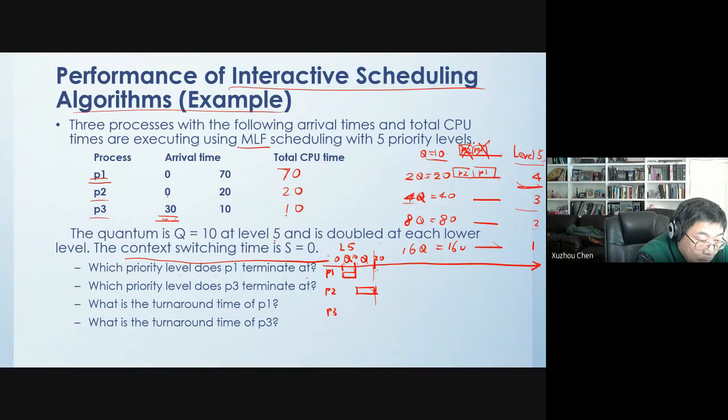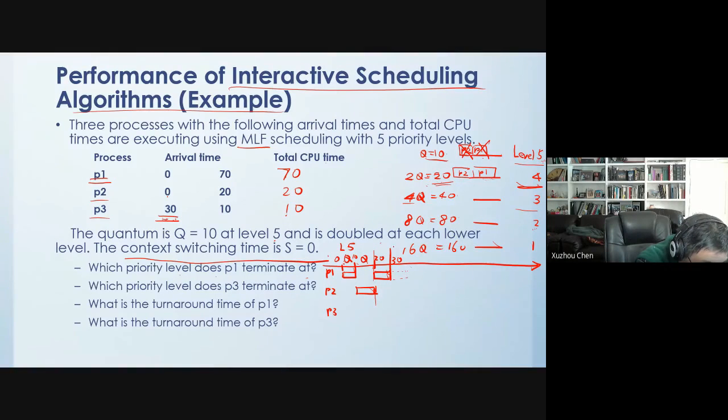So in this case, who's going to get the CPU first? Process 1 is going to get the CPU, because process 1 is already in level 4. So now process 1 runs for 10 time units, to 30. Why do I stop here? Because the time quantum is 20, so it should actually run from 20 to 40, right? You need to run 20 time units.